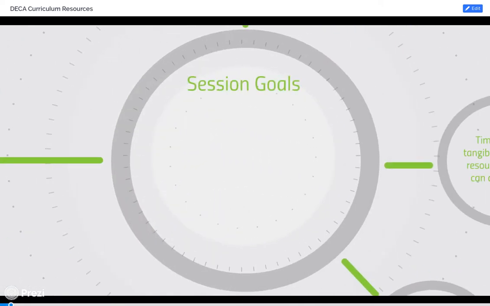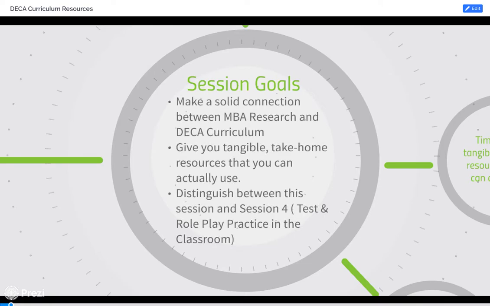All right, what are we going to do in this? Just like any teacher, we've got to have our goals or our objectives. First, we're going to make a solid connection between the MBA research and the DECA curriculum. They do go hand in hand, and I want to show you that. I'm also going to give you tangible take-home resources that you can actually use. You're going to walk away from this with tools that you did not have before.